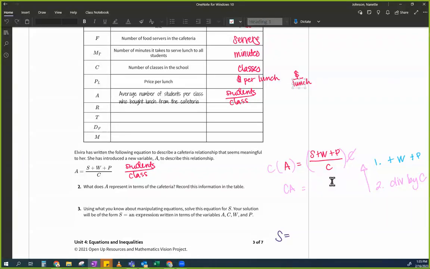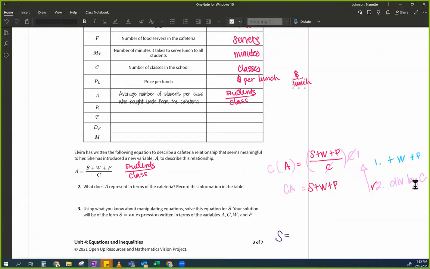So I'm just going to write a 1 there. So I don't need to multiply 1 times anything. It's just left with S plus W plus P. Good? Okay, done. I did this one. Check. I did it. I undid it.